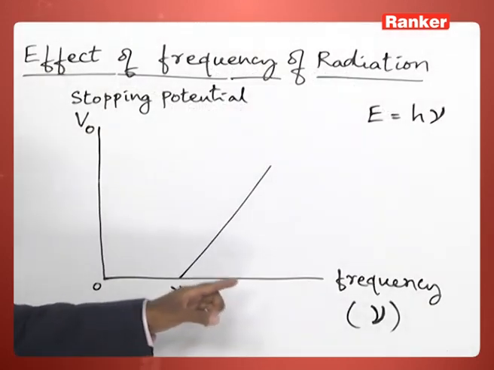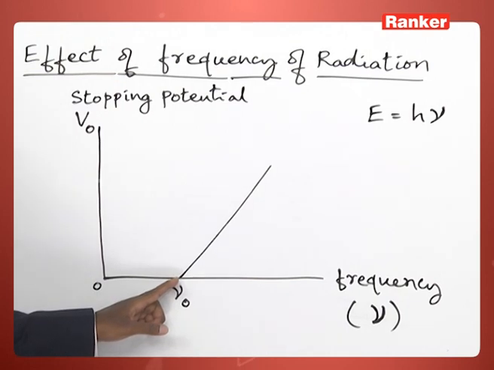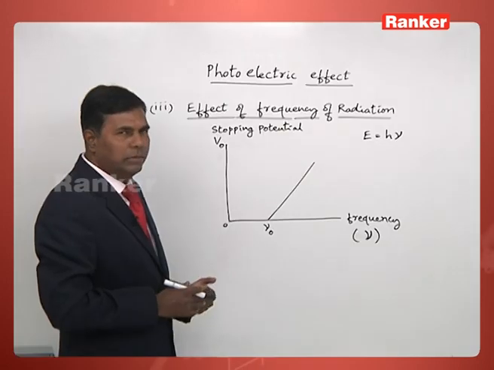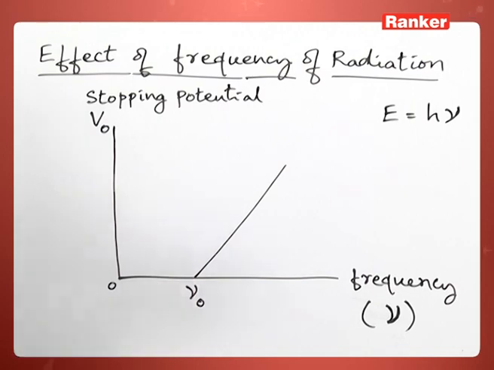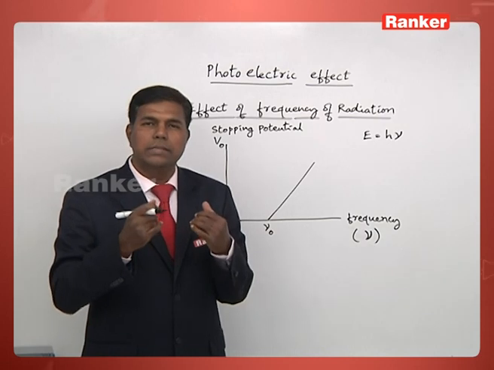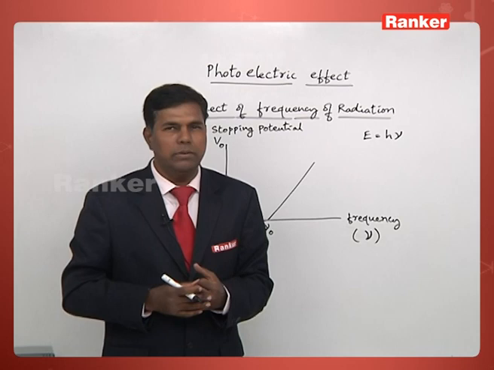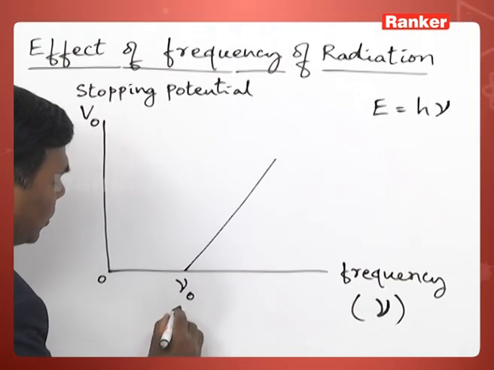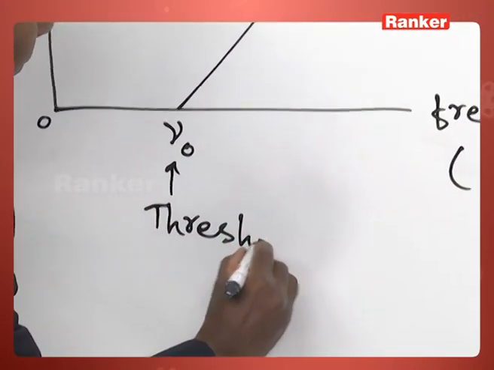Another observation which can be made from this graph is that there is a particular frequency of incident radiation below which you don't observe any stopping potential; it becomes zero. Why that is happening is, if the incident frequency decreases below a certain value, photoelectrons are not emitted. Once that happens, stopping potential becomes zero. And this particular minimum frequency is known as threshold frequency.